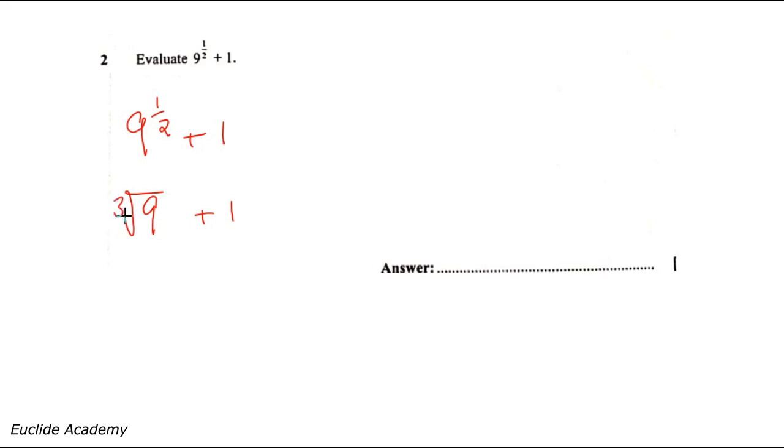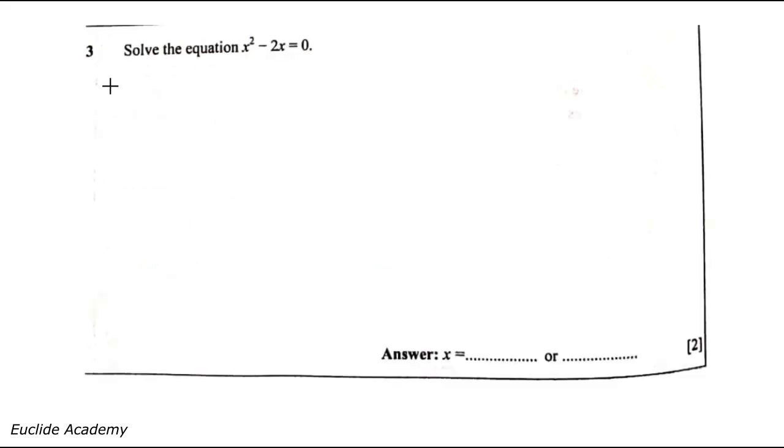So what does it mean? We say the cube root is a number where you multiply by itself 3 times, it gives you 9. If it is the square root, it's a number that when you multiply by itself, it should give you 9, or when you multiply it twice, it should give you 9. So what number when you multiply by itself gives you 9, and then to that number you add 1. So the square root of 9 is 3. To that you're going to add 1, and then the answer is going to be 4.